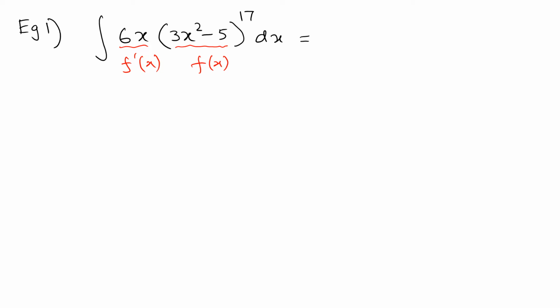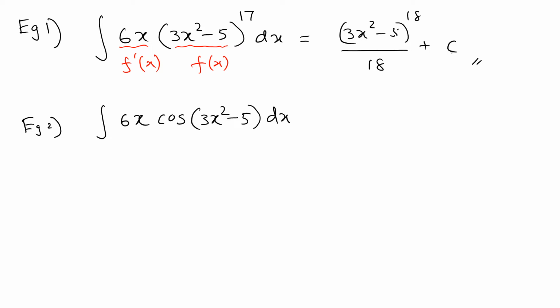If you use that, you can treat the inside function just like a regular x. So the answer is going to be (3x squared minus 5) to the 18th power, because you add 1, divided by 18, plus c. So that is the answer if you use formula part 1. Let's look at the second example.